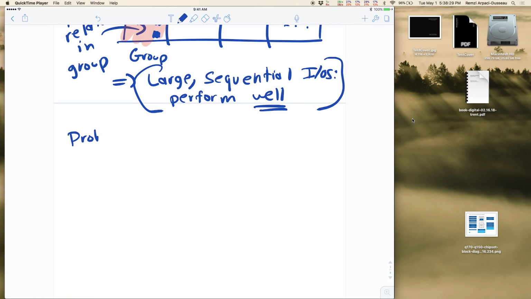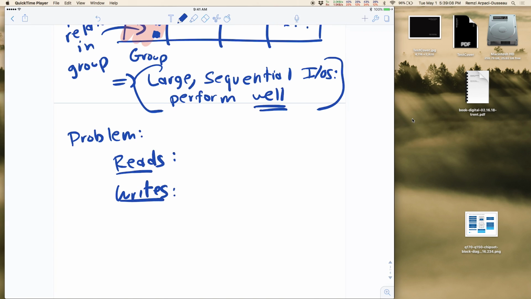So now we have a bit of a problem, though. What's our workload in general? Well, it consists of reads and writes, and we have to think about those a little bit separately. If we wanted to make all of our reads from the file system, like when we're accessing files, very large and sequential, what would we have to do? How would we cause that to occur?